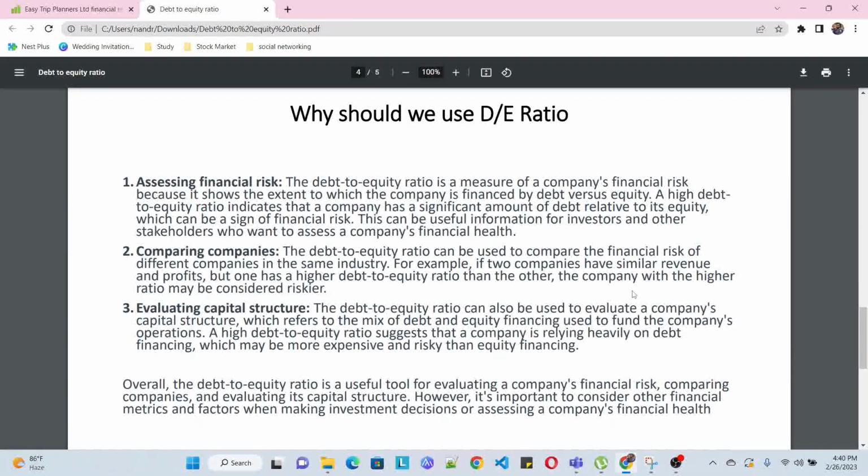Comparing companies: the DE ratio can be used to compare the financial risk of different companies in the same industry. For example, if two companies have similar revenue and profit, but one has a higher DE ratio than the other, the company with the higher ratio may be considered riskier.